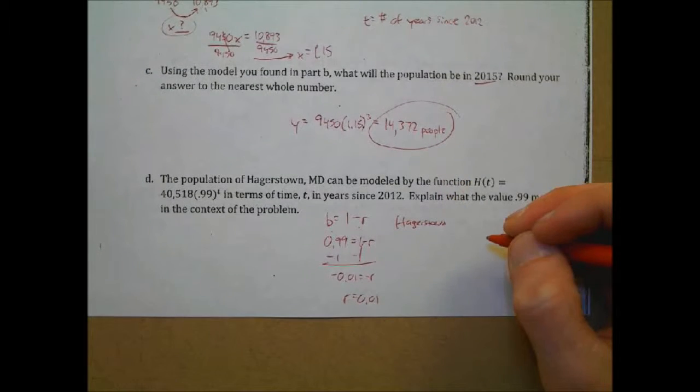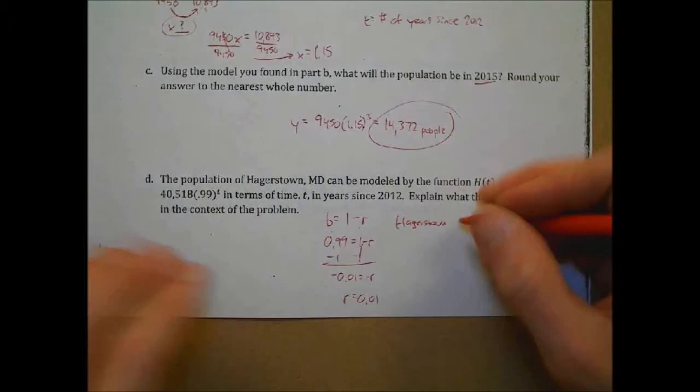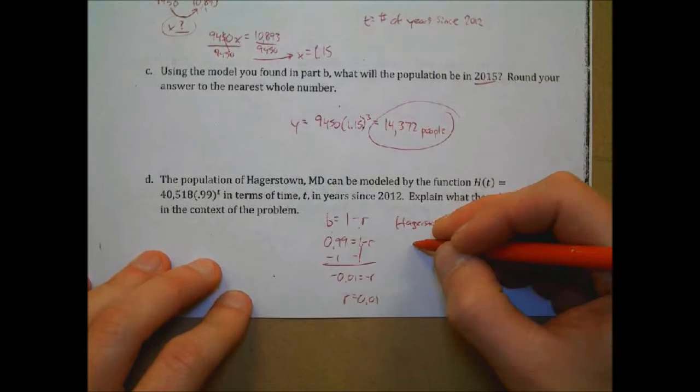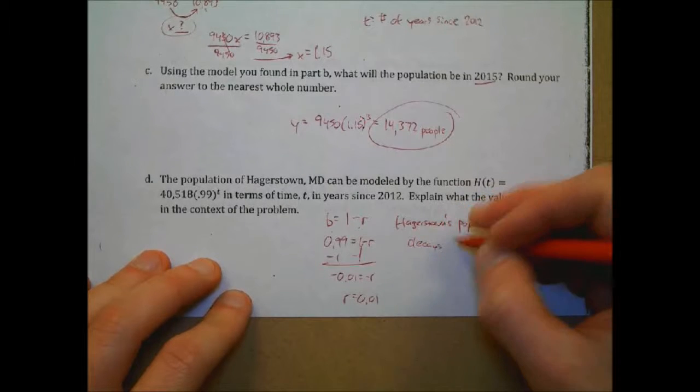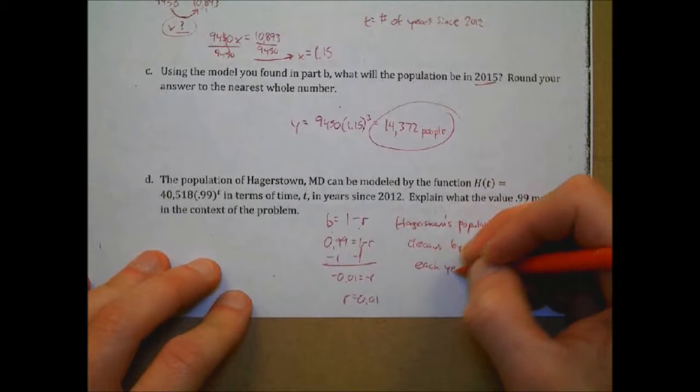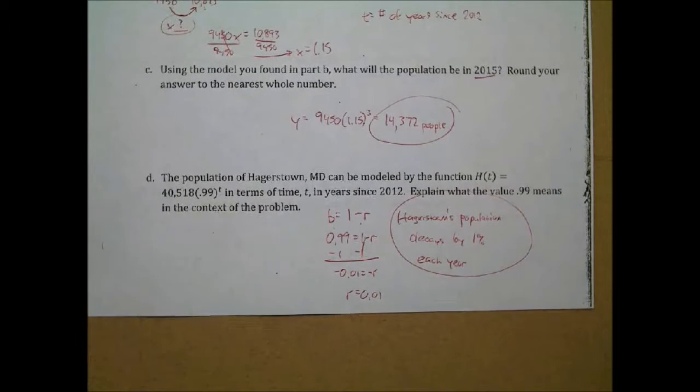Okay, so Hagerstown's population, guys, I promise we'll be able to finish up here. Just give me 1 more minute. Hagerstown's population decays, or you can say decreases, by 1% each year. That is the crucial part right there.